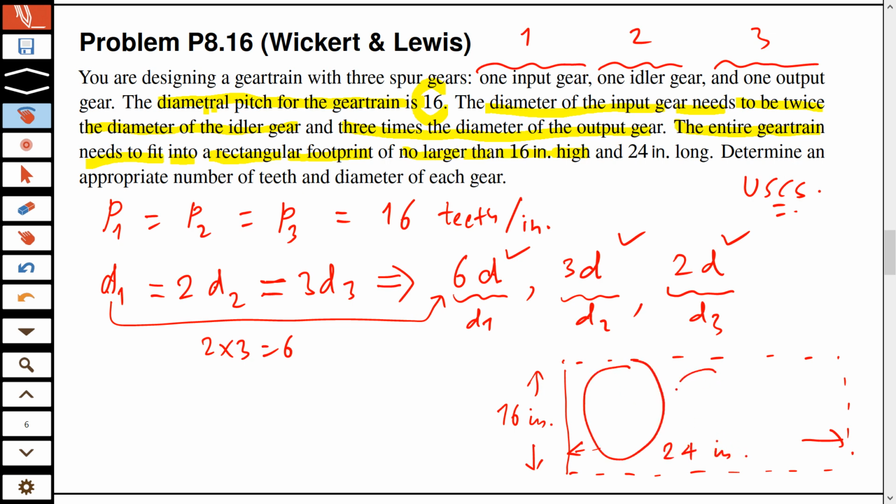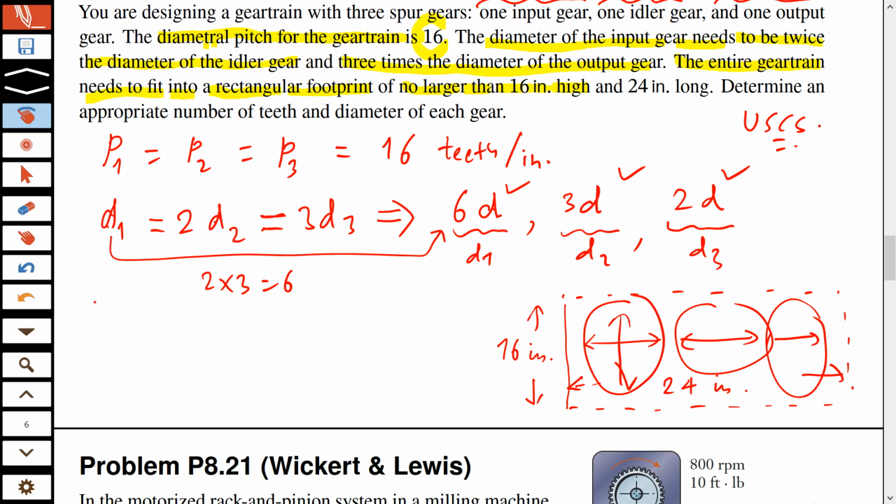So if you have these gears somewhere in the middle, all the 3 gears must fit, which means that the largest diameter must be less than 16 inch, and the sum of all diameters, because they must fit in horizontally as well, must be less than 24. So let me just write it down for you. The largest diameter must be less than 16 inch, and the sum of the diameters, sum of dias, must be less than 24.